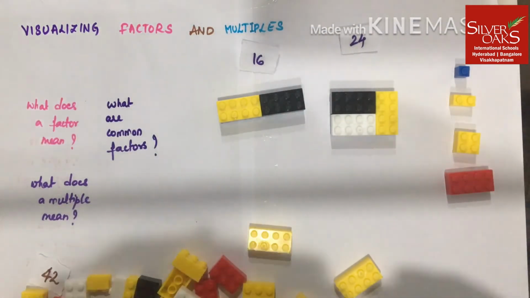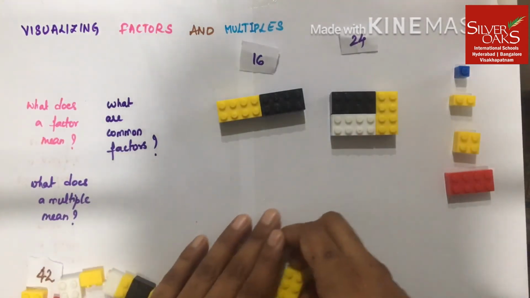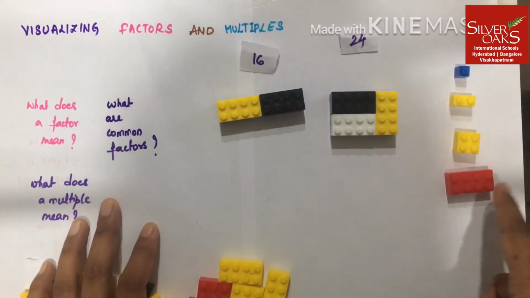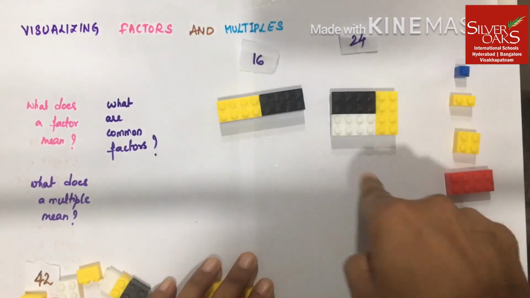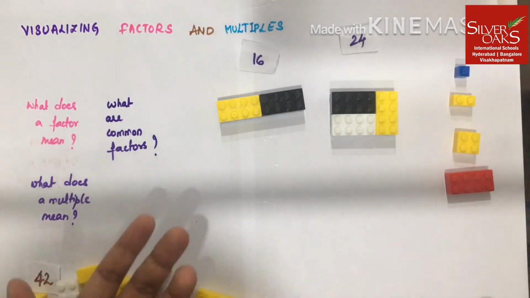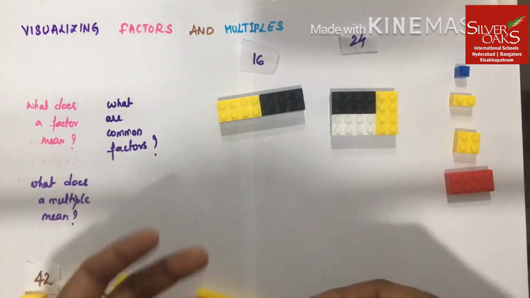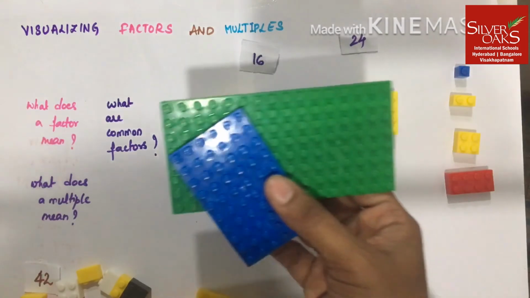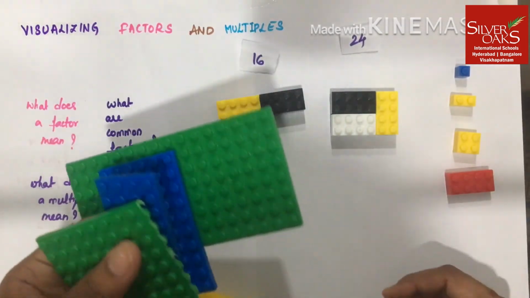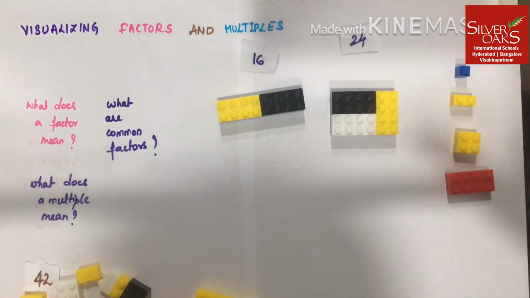So you can try with other numbers and you will figure out that 1, 2, 4 and 8 are the only common factors between 16 and your 24. You can pick any other numbers based on the Lego bases you have at home and try to figure out its common factors.